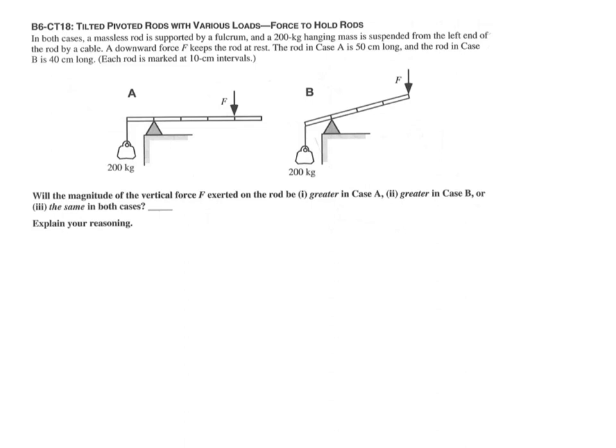Sample problem 11-02. In both cases, a massless rod is supported by a fulcrum, and a 200 kilogram hanging mass is suspended from the left end of the rod by a cable. A downward force F keeps the rod at rest. The rod in case A is 50 centimeters long, and the rod in case B is 40 centimeters long. Each rod is marked at 10 centimeter intervals.